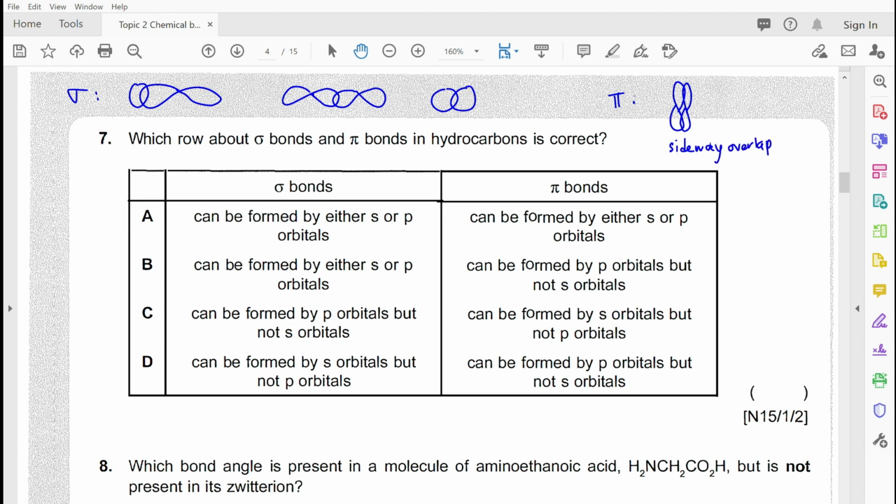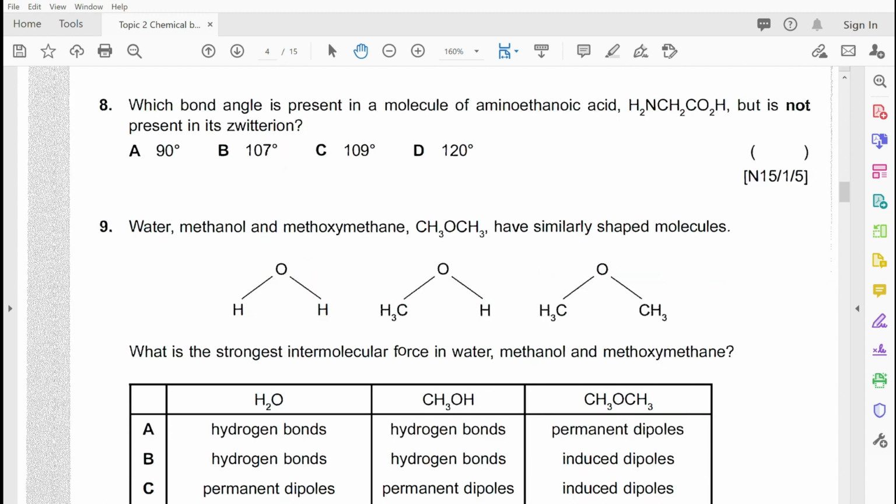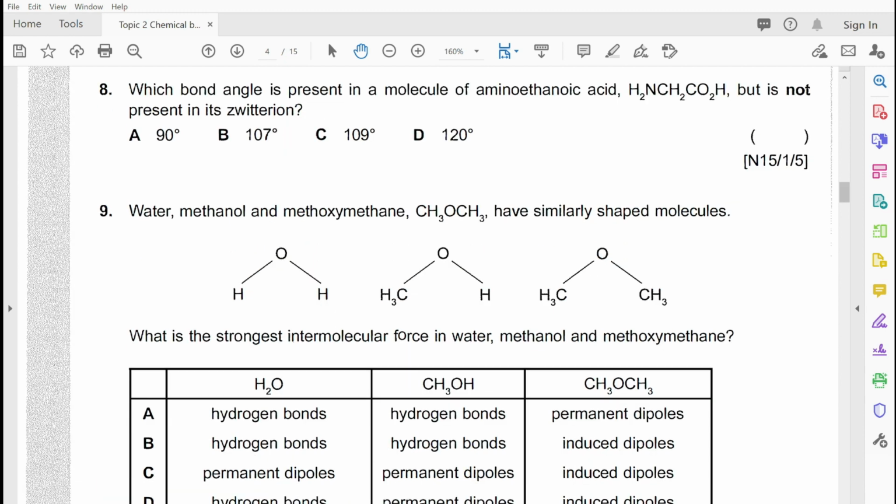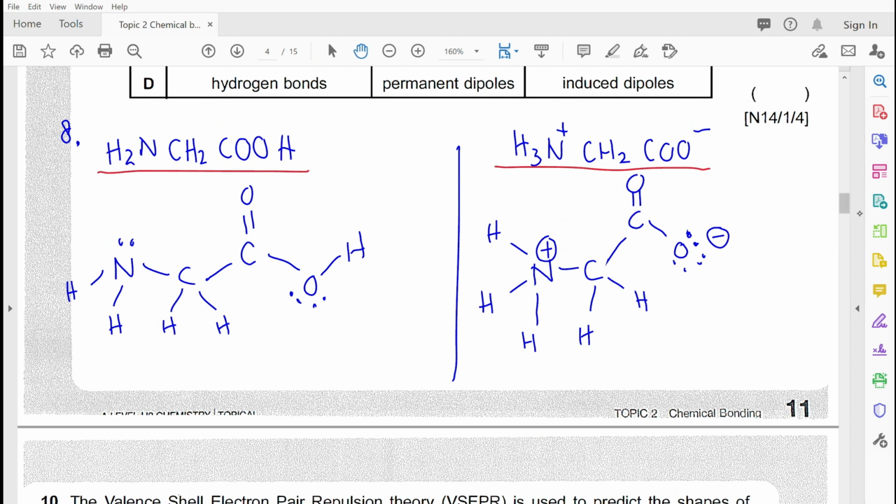So the answer is B. Question 8. So let's take a look at the structures. The right structure is the deuterion. So this angle is 107 degrees because this nitrogen geometry is trigonal pyramidal with 1 lone pair. This is just tetrahedral, 109.5. The next carbon here is trigonal planar, 120 degrees, and the COH bond here is a bent shape.